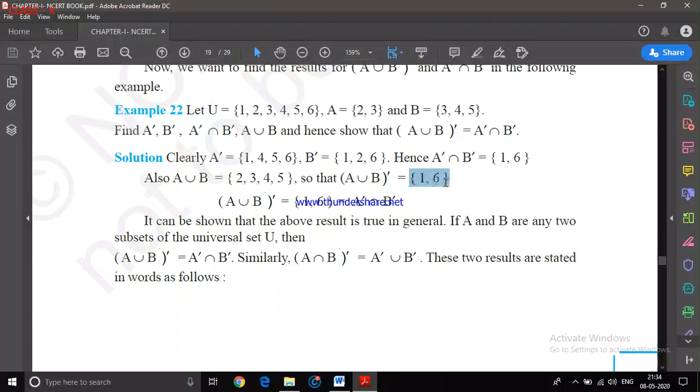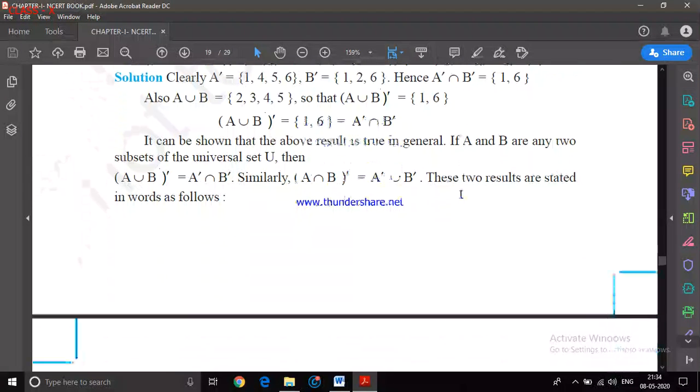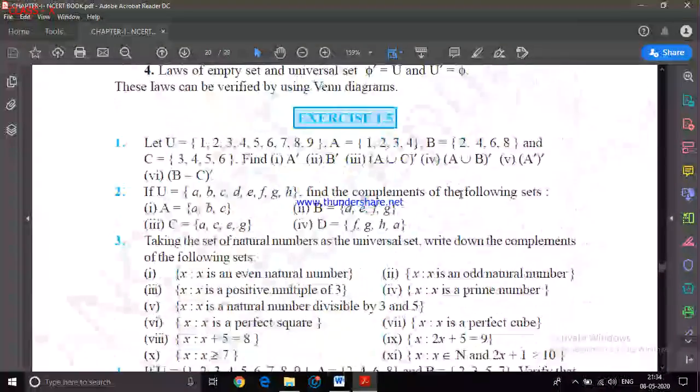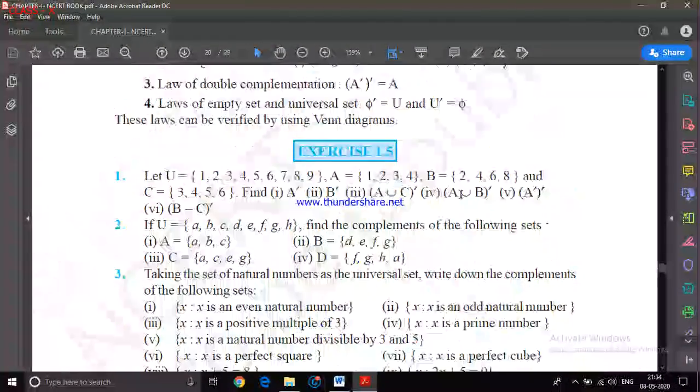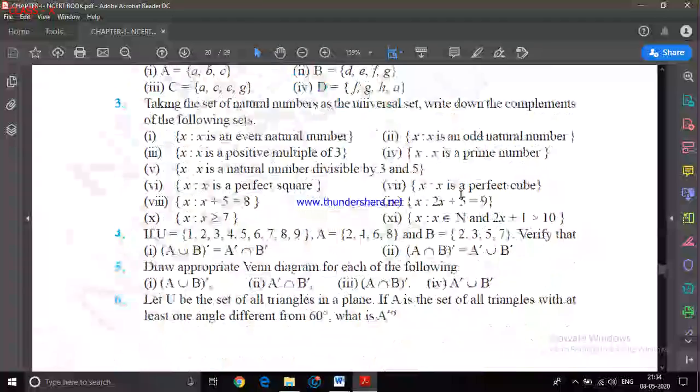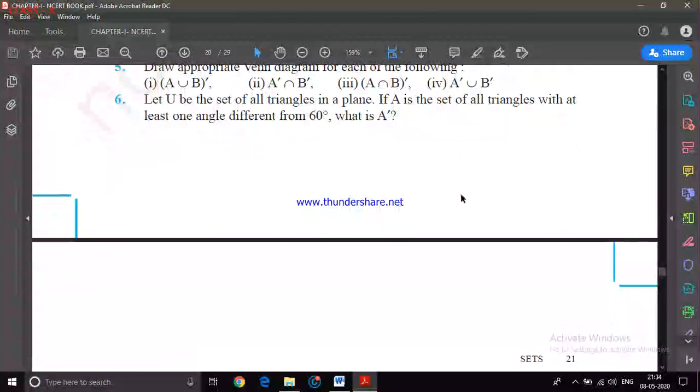Now, A union B complement I got 1 and 6. Then A complement intersection B complement also I got 1, 6. So hence both are equal. That's how you verify the formulas, if the sets are given. Your next exercise is all about this only, union, complement. Try all these questions at home.